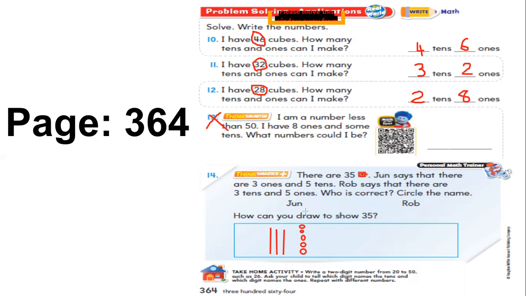Now, June says that there are 3 ones and 5 tens. Is June correct? He's saying we have 3 ones and 5 tens. No, June is not correct. Look at Rob. Rob says that there are 3 tens and 5 ones. So who is correct? Is June correct or is Rob correct? Yes, it is Rob who is correct. So circle the name Rob. He's saying the correct one, that we have 3 tens and 5 ones.